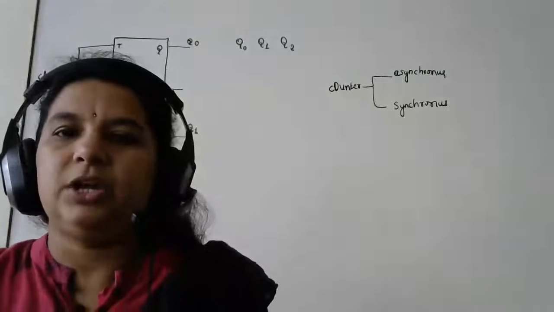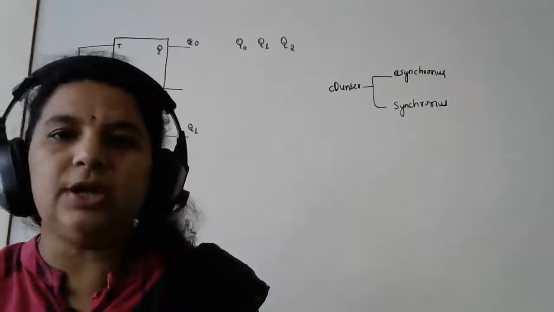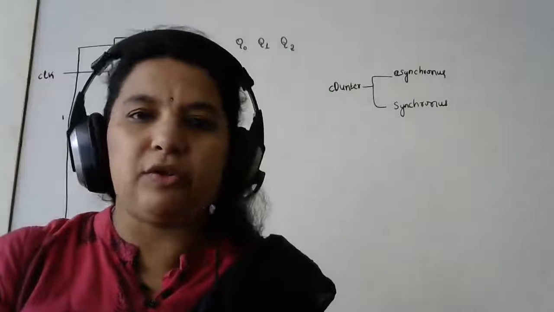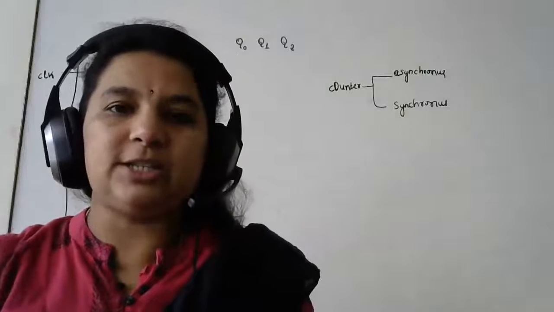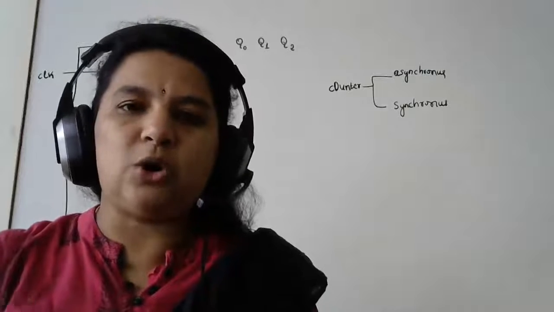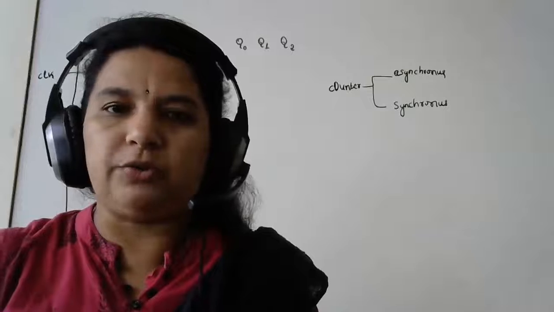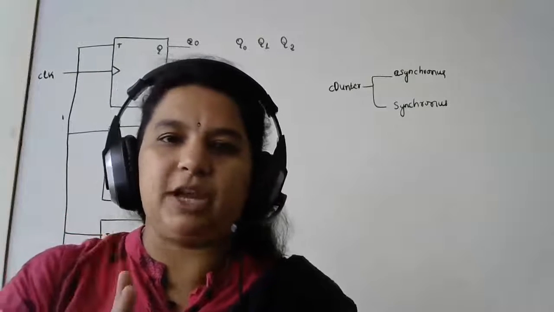Immediate change. Correct. So what happens when I call a circuit an asynchronous circuit? See, we have discussed this in our flip-flops also, right? Synchronous input and asynchronous input. Similarly, we have clock-driven counters called synchronous counters and asynchronous input counters called asynchronous counters. Okay, so these are the two basic classifications we have.